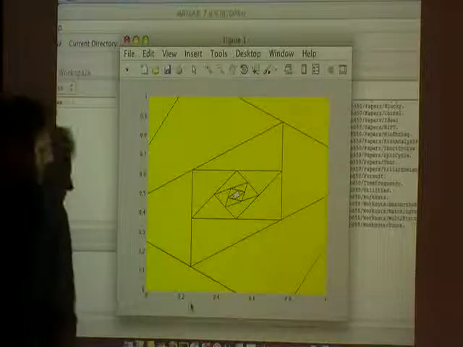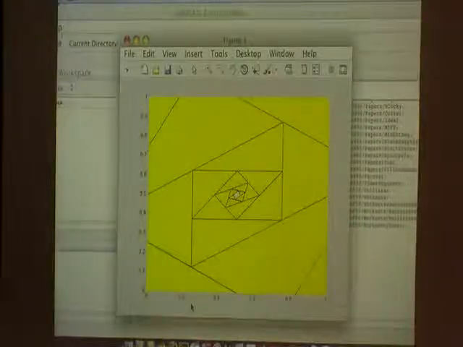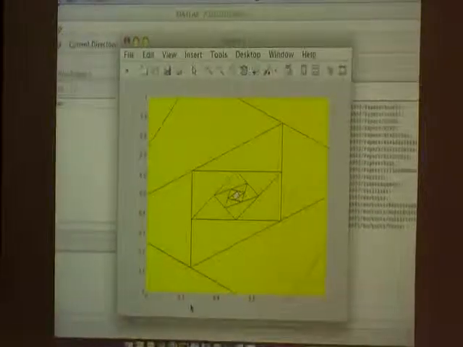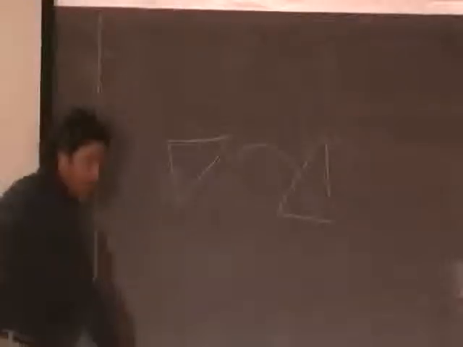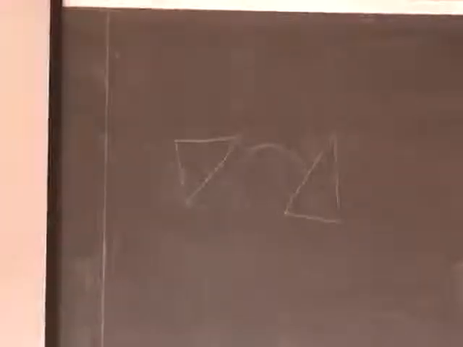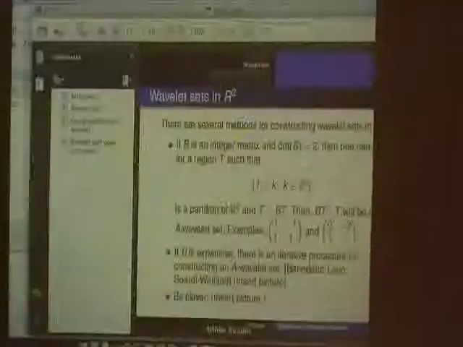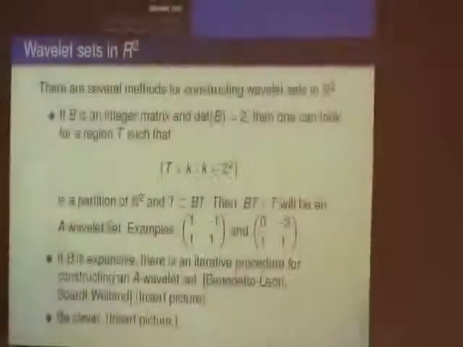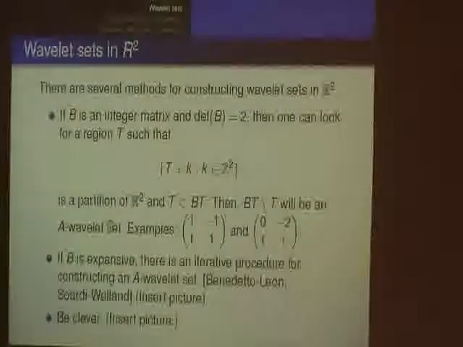Right? And then for translations, well, translations for this one are pretty easy. You have a triangle like this, a triangle like this. If you move this to the right one, you get a square, and we know the squares tile by translations. Okay. Now, the second way is that there are iterative procedures for constructing A wavelet sets when the matrix is expansive. Right? And I wanted to show you one of those.